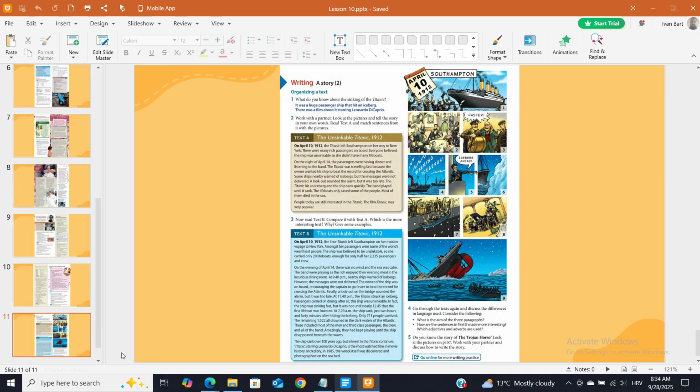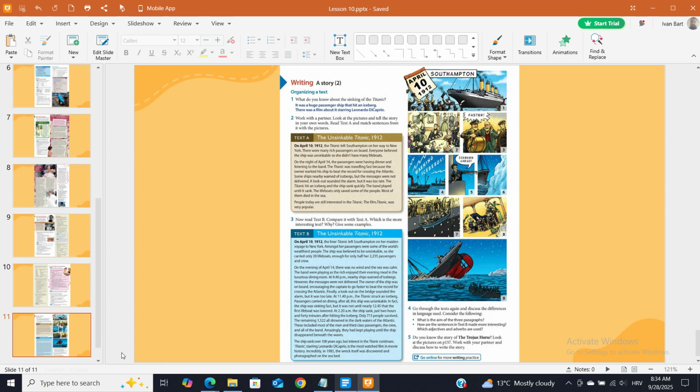Only 713 people survived. The remaining 1,522 all drowned in the dark waters of the Atlantic. These included most of the men and third-class passengers, the crew, and all of the band. Amazingly, they had kept playing until the ship disappeared beneath the waves. The ship sank over 100 years ago, but interest in the Titanic continues. Titanic, starring Leonardo DiCaprio, is the most watched film in movie history. Incredibly, in 1985, the wreck itself was discovered and photographed on the seabed.